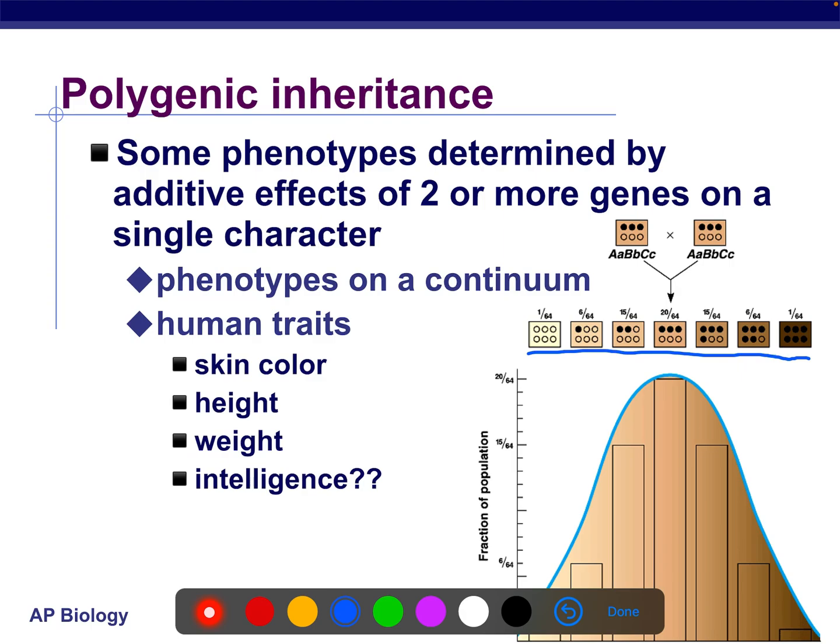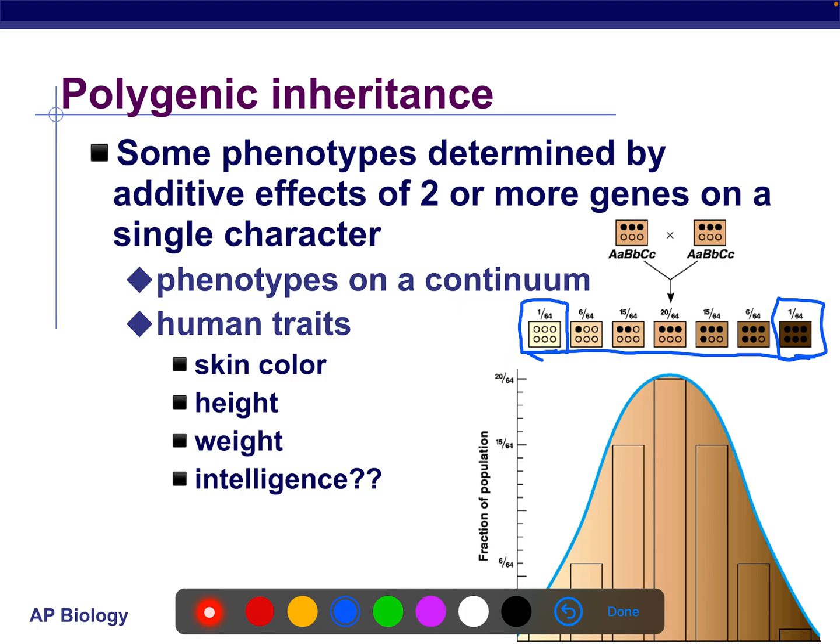Here we can see two parents that are heterozygous. This is a really simplified way of looking at it, but they could have a child that would inherit all recessive genes and not be coding for a lot of melanin and would have lighter skin, or they could have an offspring that would inherit dominant traits for all those genes, coding for more pigment or more of that eumelanin.